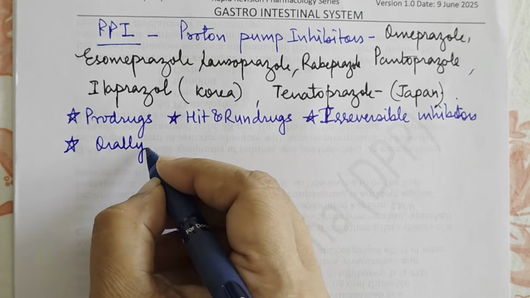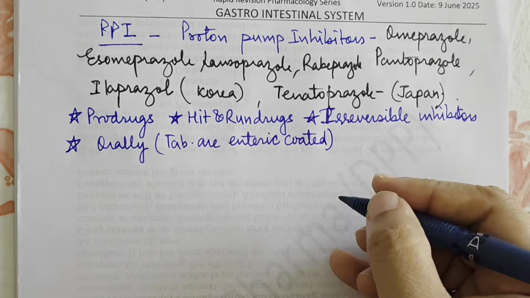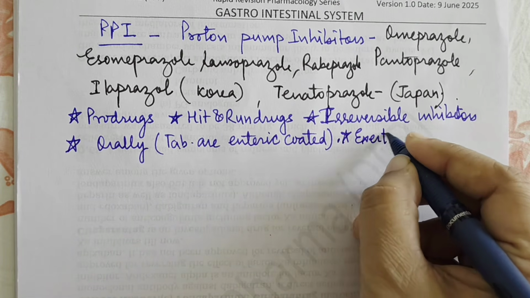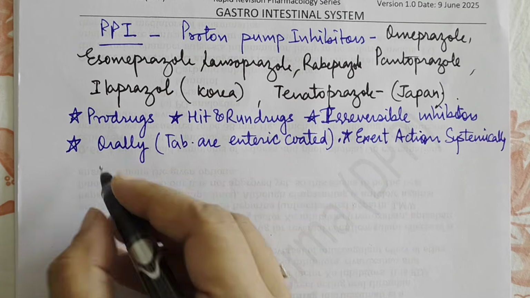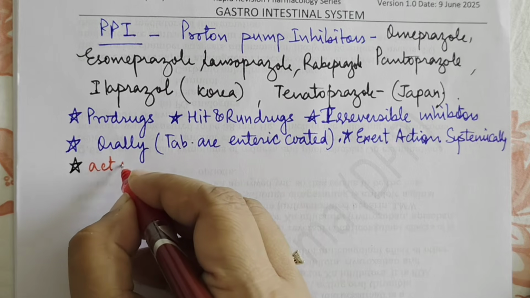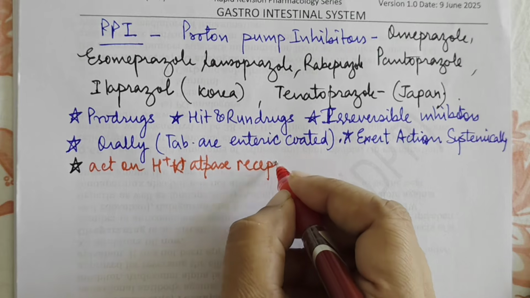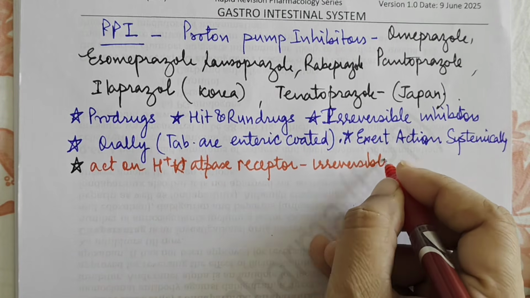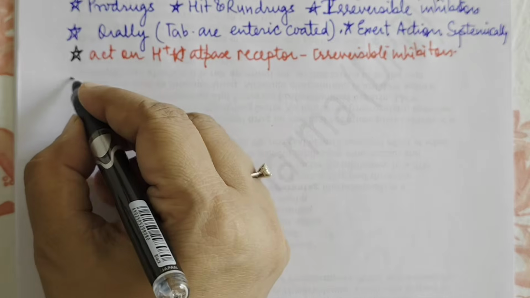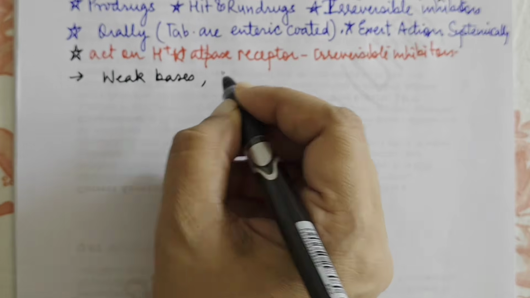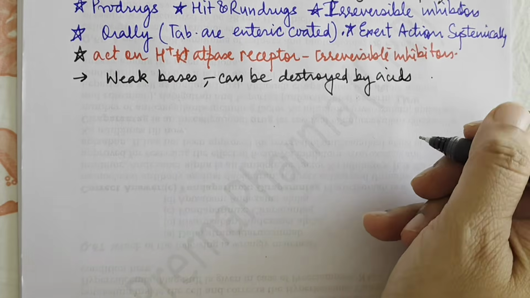Fourth point is they are given orally and the tablets are enteric coated so as to protect them from the acidity of the stomach, and they exert action systemically and not locally, so from the intestine. What is the receptor they are acting at? They act on the hydrogen potassium ATPase receptor, causing irreversible inhibition. Now let us see more details. These drugs are weak bases, so they can be destroyed by acids. That is why we give enteric coated tablets. Now enteric coated tablets.